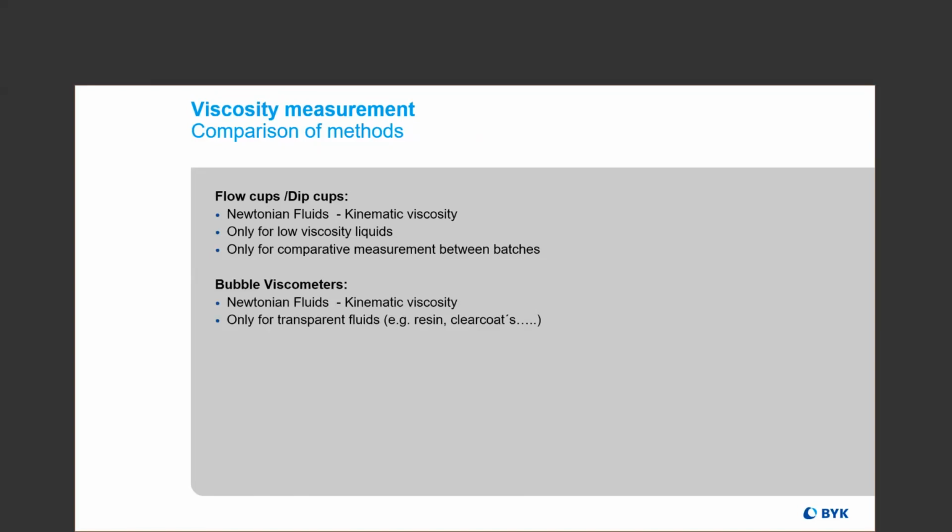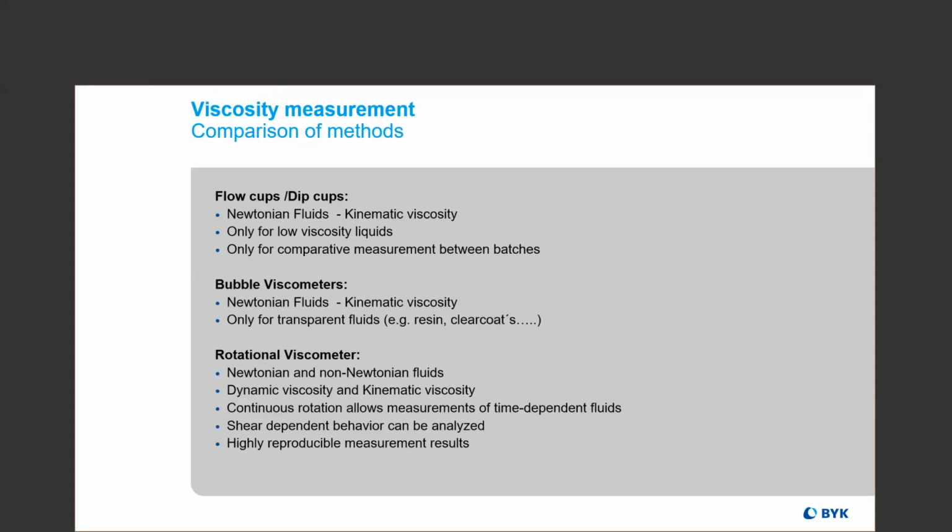We also have our bubble viscometers, which again are only for Newtonian fluids. They give you the kinematic viscosity, and due to the measurement method, they are only for transparent fluids, because of course you have to evaluate the rise time of that bubble in your sample, and in order to do that, you need to be able to see the bubble, so it can only work with transparent fluids.